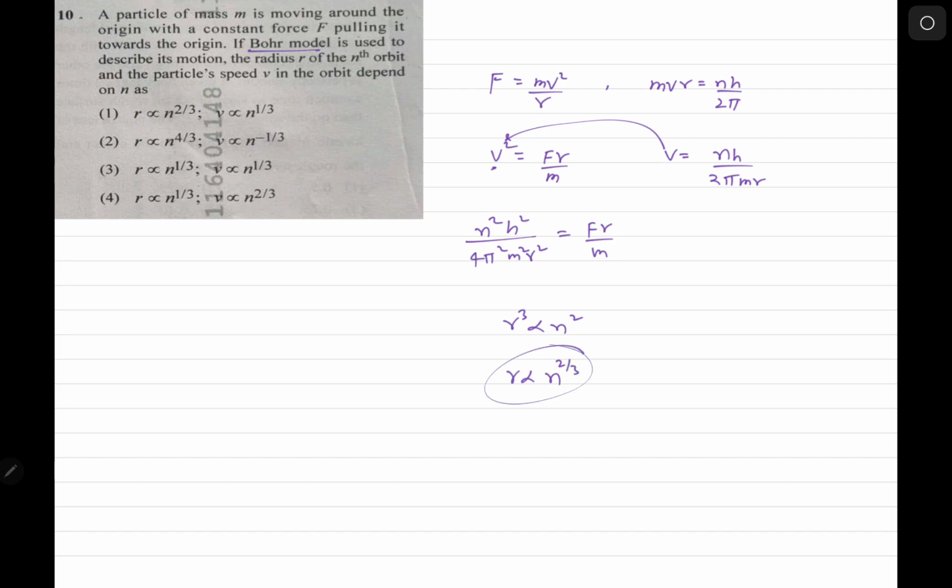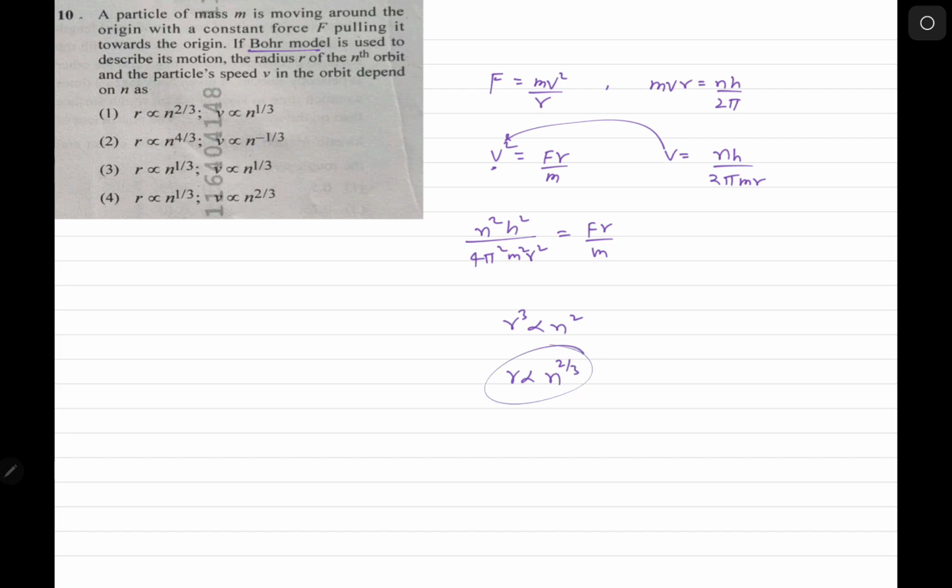Now we just need to substitute and get a relation. So v square is equal to Fr by m. Okay, F is constant here. Now we'll put this v value from here, nh by 2 pi mr. So n square h square by 4 pi square m square r square is equal to this. You can see here that the rest are all constant, so we just focus on the variables. So r cube is directly proportional to n square, so r is directly proportional to n to the power 2 by 3.